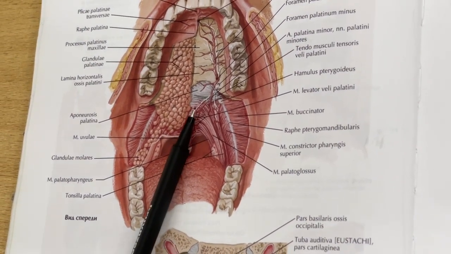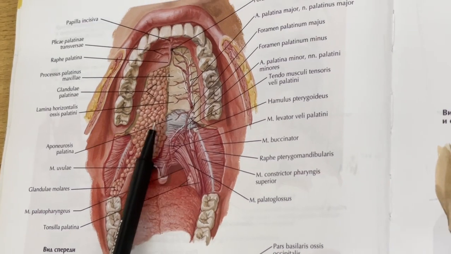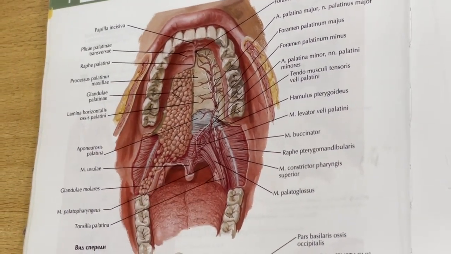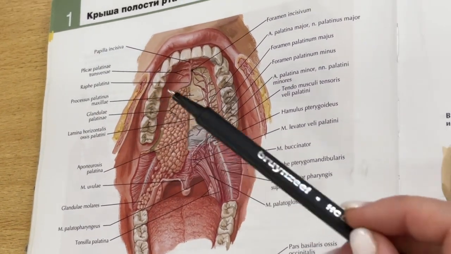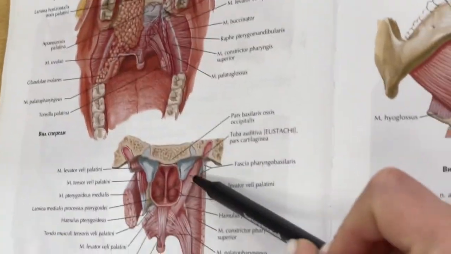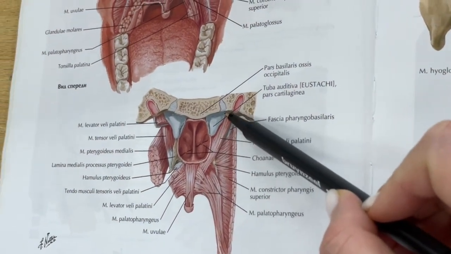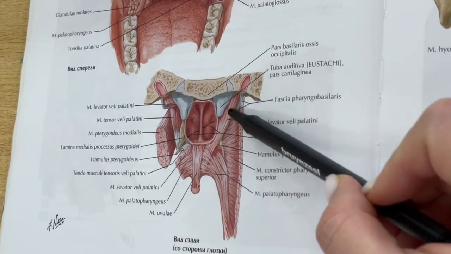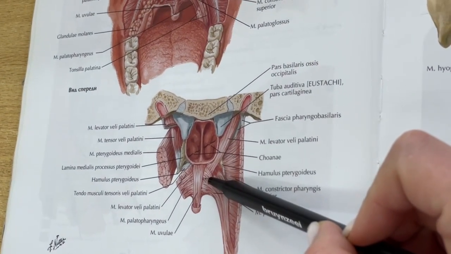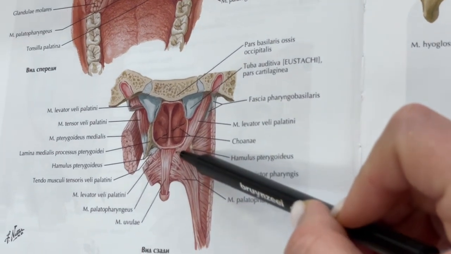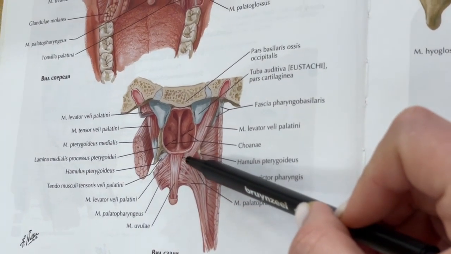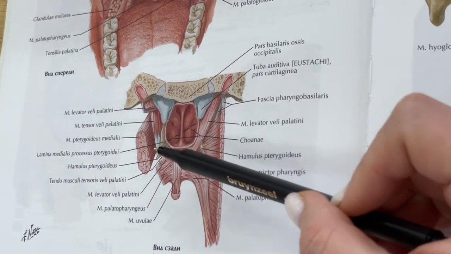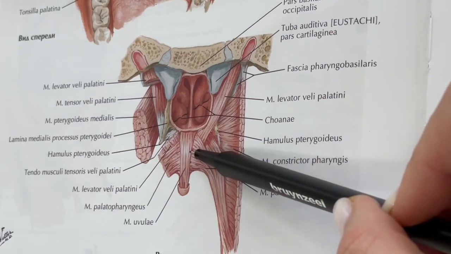The muscles of soft palate are attached to the hard palate through aponeurosis. Muscles of soft palate include the levator veli palatini, which originates from the base of the skull, from the auditory tube, runs to the palatine aponeurosis and elevates the soft palate. That elevation lets the soft palate separate the nasal cavity from the oral cavity.